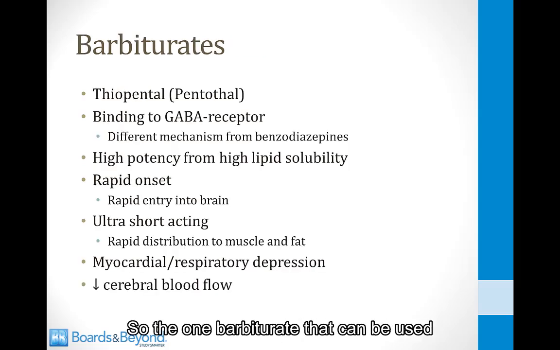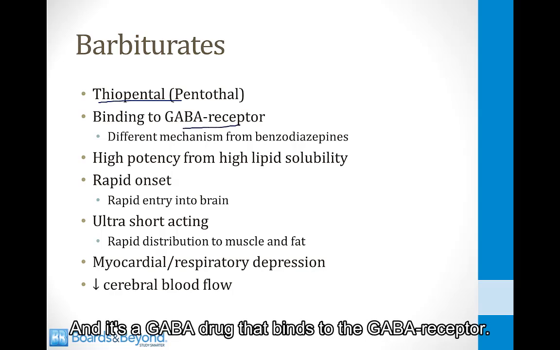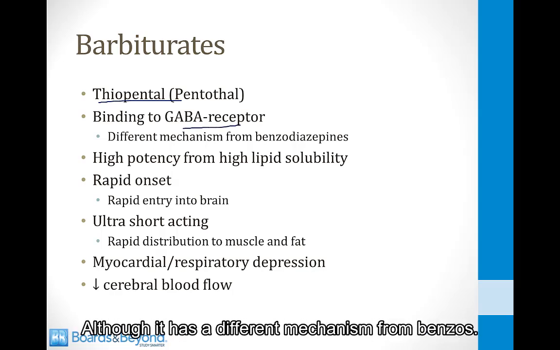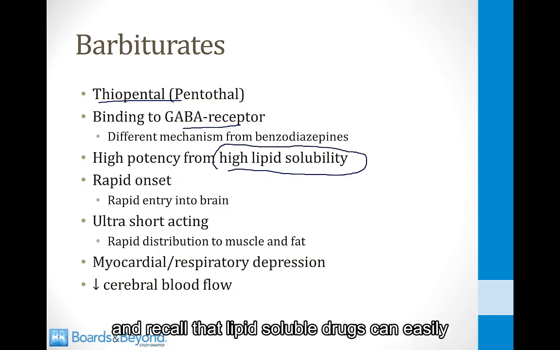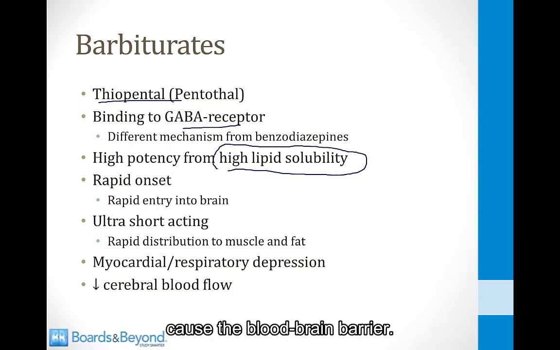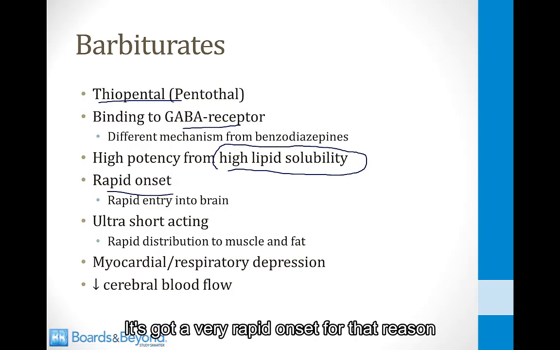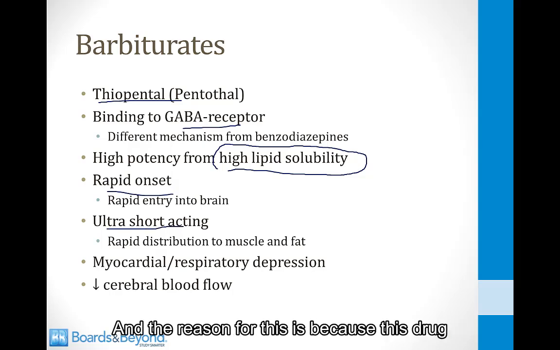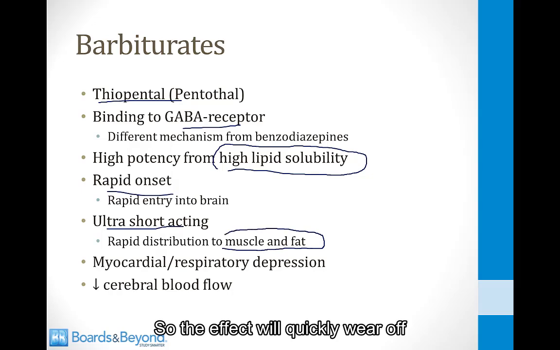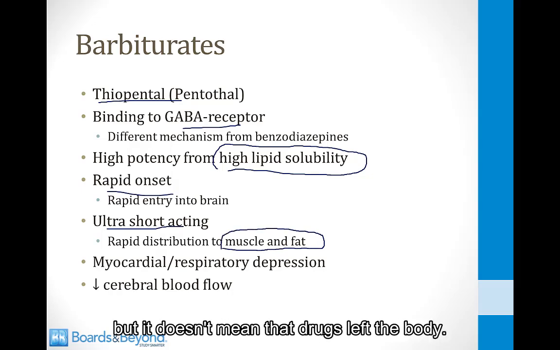So the one barbiturate that can be used as a general anesthetic is thiopental, which is also called pentothal. And it's a GABA drug. It binds to the GABA receptor, although it has a different mechanism from benzos. It's got very high potency because it's highly lipid soluble, and recall that lipid soluble drugs can easily cross the blood-brain barrier. It's got a very rapid onset for that reason, rapid entry into the brain, and it's ultra short acting. And the reason for this is because this drug likes to redistribute into muscle and fat. So the effect will quickly wear off, but it doesn't mean the drug's left the body.